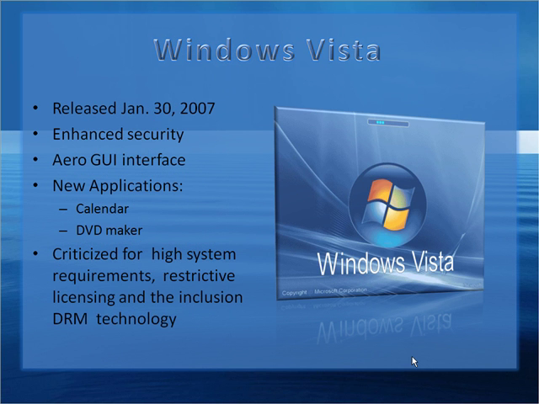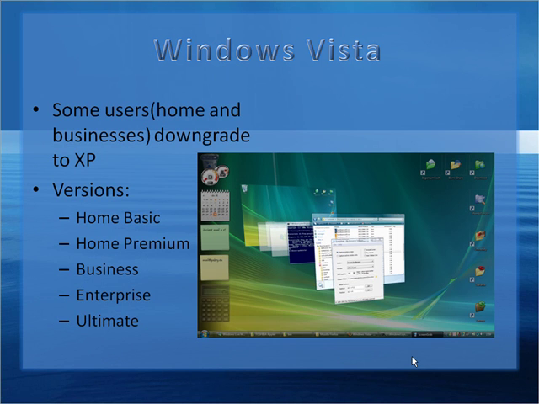We come to Windows Vista. This was released in January 2007. It featured enhanced security and a fancy Aero GUI interface. It had new applications like a built-in calendar and DVD Maker. It has been highly criticized for high system requirements, restrictive licensing, and the inclusion of DRM technology. Many businesses and homes have actually downgraded to XP. I've used it a couple of times, though not on a regular basis, and I didn't have any personal problems with it, but apparently some have. It comes in Home Basic, Home Premium, Business, Enterprise, and Ultimate versions.